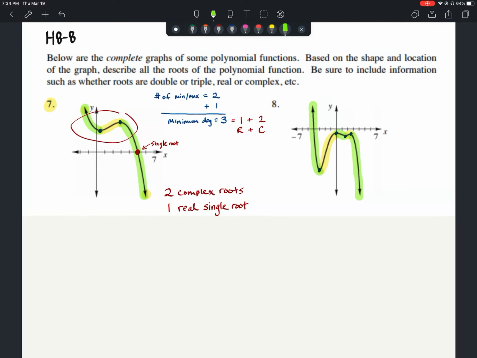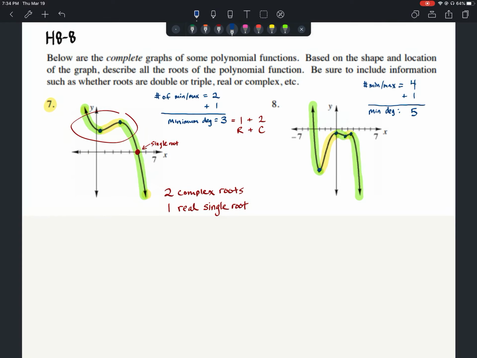So the number of mins and maxes that we end up with here is going to equal, we had what, 1, 2, 3, 4 of them? So our minimum degree here is going to be 5, right? So our minimum degree is 5.